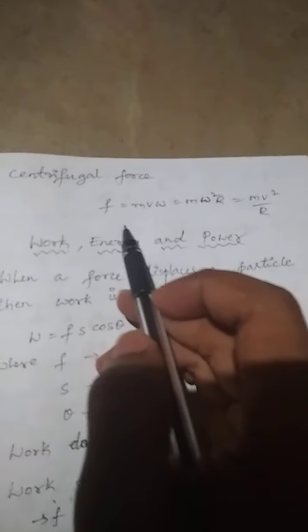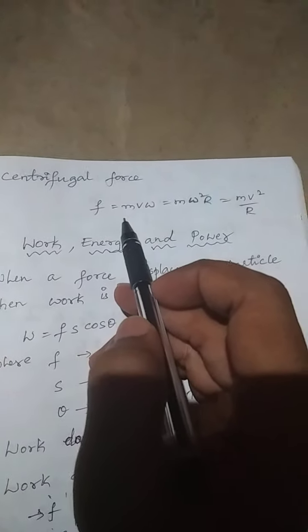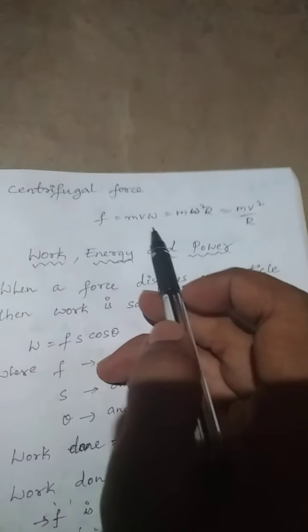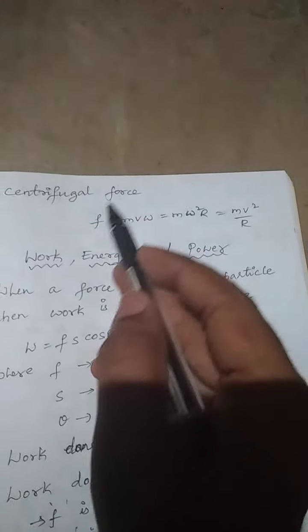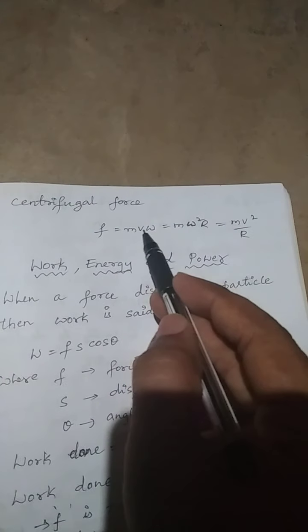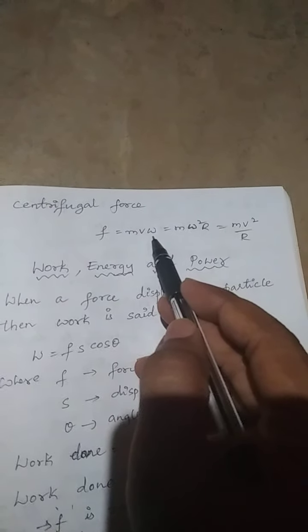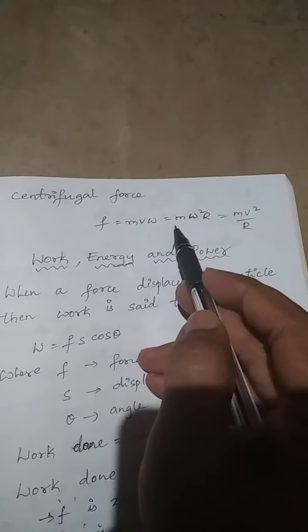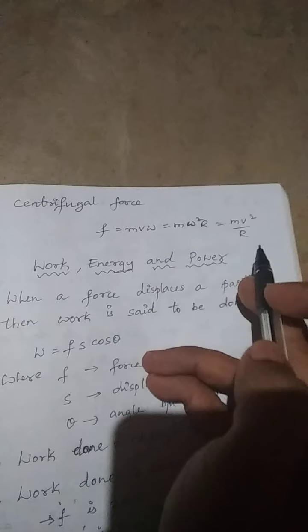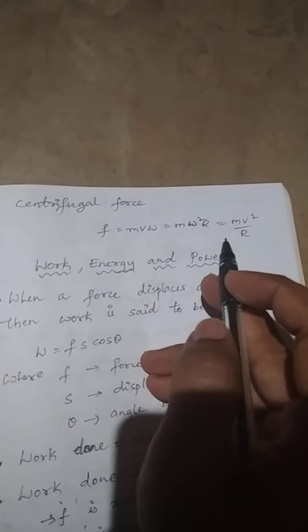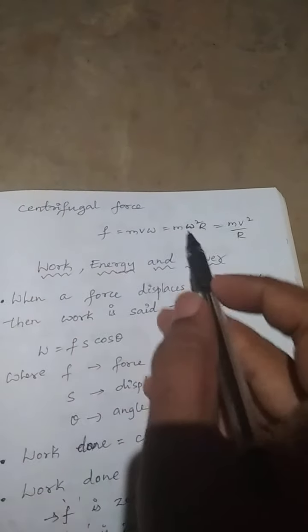So what is the equation for centrifugal force? It is the same as centripetal force, the same one. You can see the equation here: F equal to m v omega, equal to m omega square r, equal to m v square by r. You can refer to the terms from the last video, where I have explained what those things are.